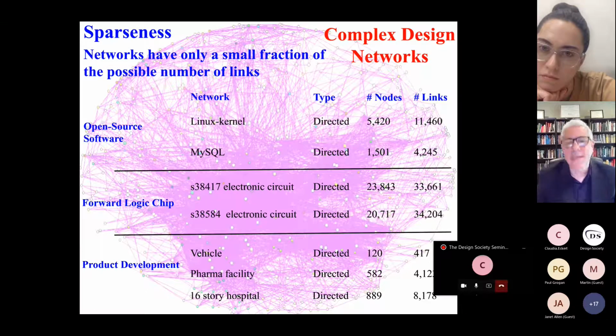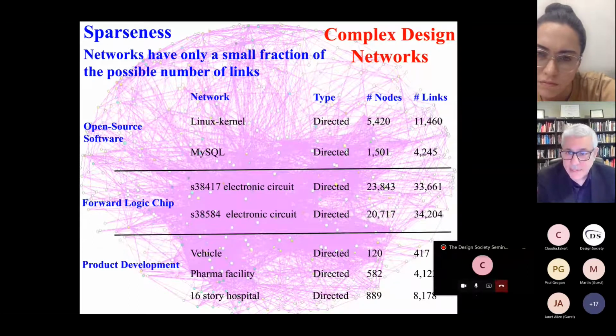Typically, this number is very, very small. So this is quite surprising. You expect that the number of links would be larger, right? Because the larger the number of links, the better the performance. But this is not necessarily the case.